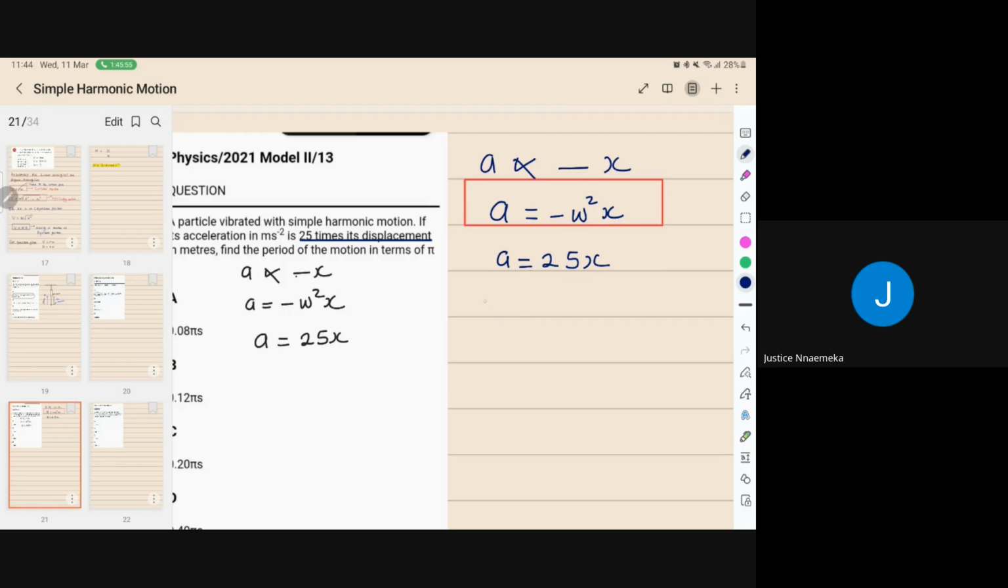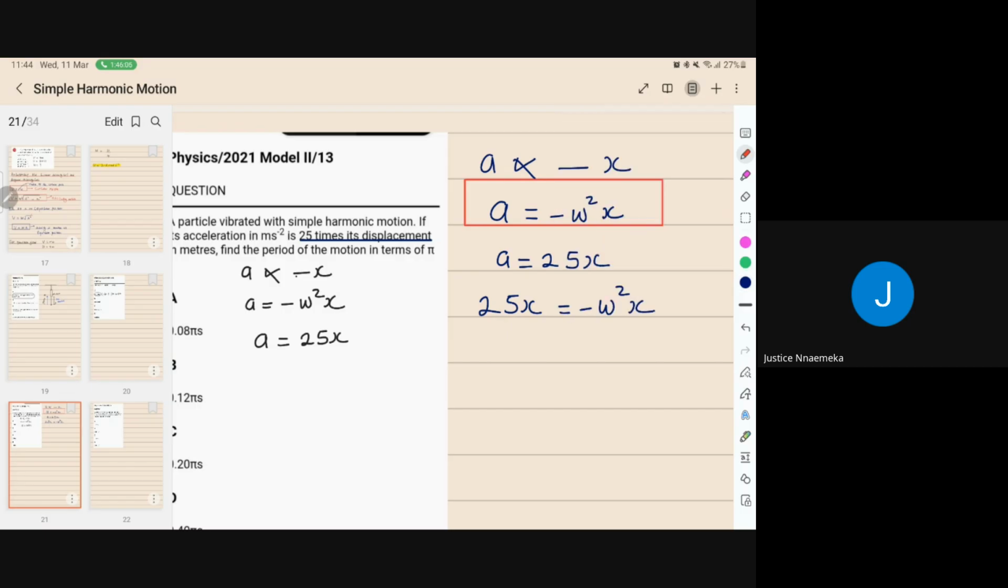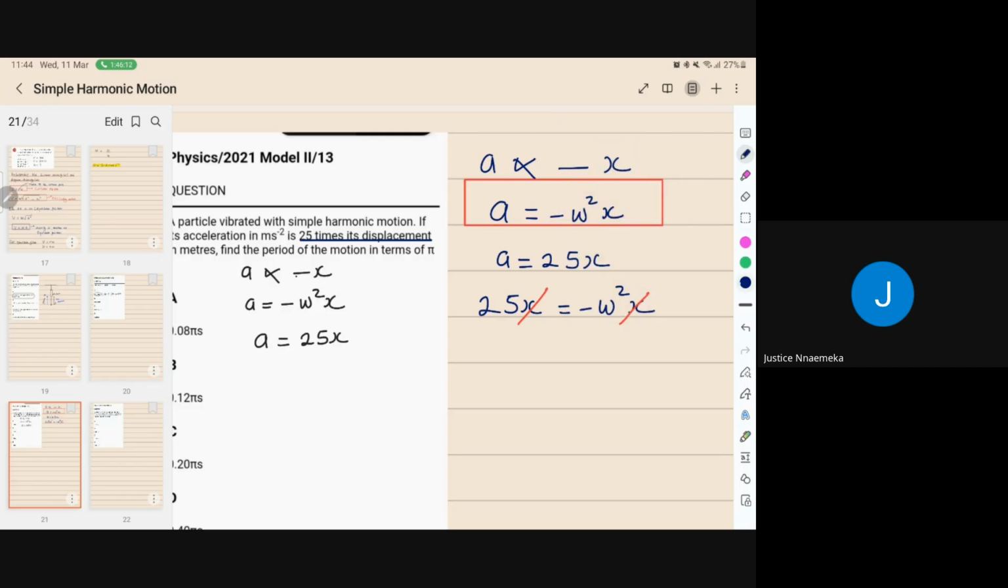So it means that 25x is equal to minus W squared x. Now, what that implies is that x will cancel x. You know that this negative is just trying to tell us the direction. Is that not so? Negative is just the direction. It doesn't affect our answer. So we have that W is equal to what? Square root of 25. So that W is equal to what?